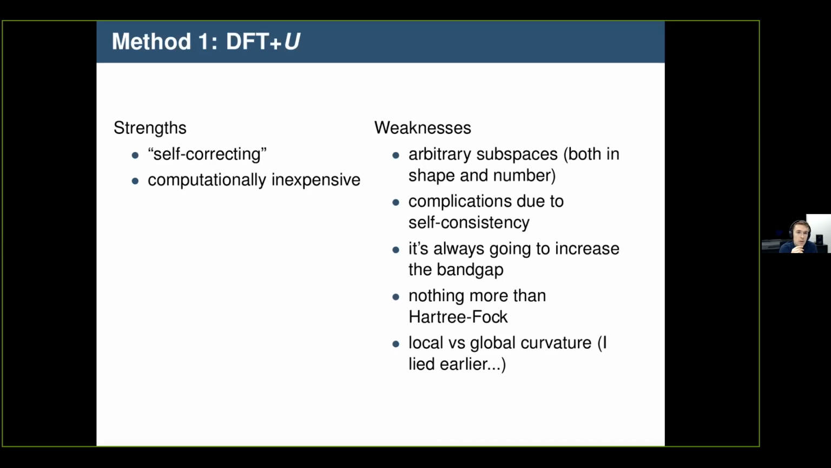But now there are some more fundamental issues with the DFT+U method. The first is that it's always going to increase the band gap. As we saw, it amounts to a rigid shift between the filled and unfilled orbitals that have significant overlap with your subspaces. And it's lucky for us that DFT tends to underestimate the band gap, and so this is going to increase the band gap. So it's probably going to head us in the right direction, but we don't know for the right reasons.